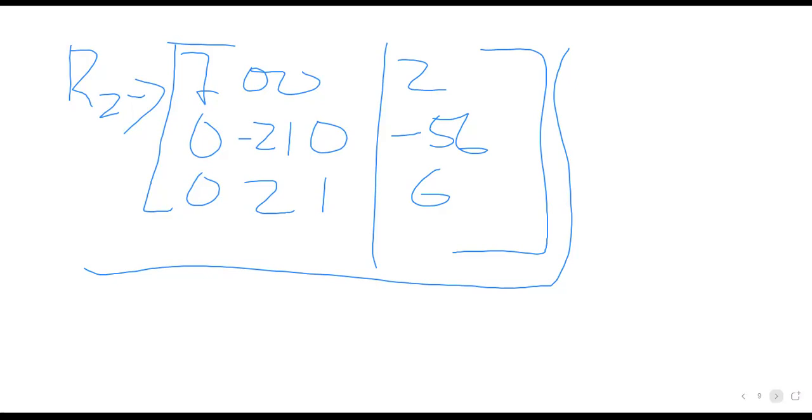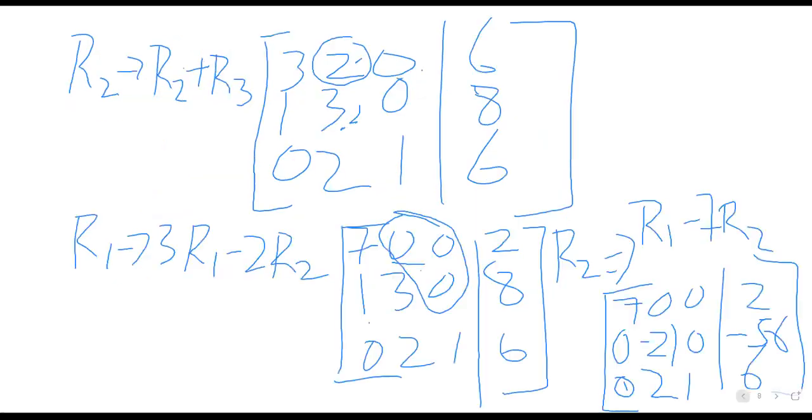Sorry. Kofi. Yeah. Is it -54 or 56? -56. Are you sure? Is it not R1 minus 7 R2? And R1 is, yeah. Yeah. Thank you very much.